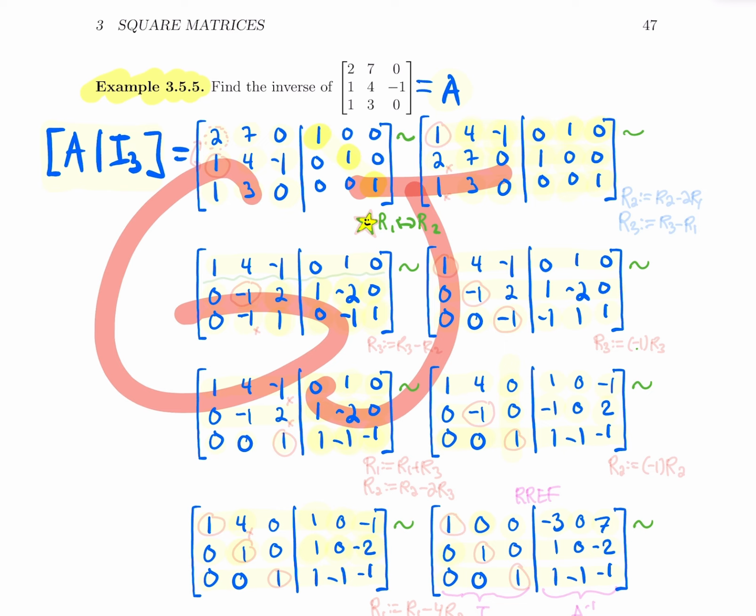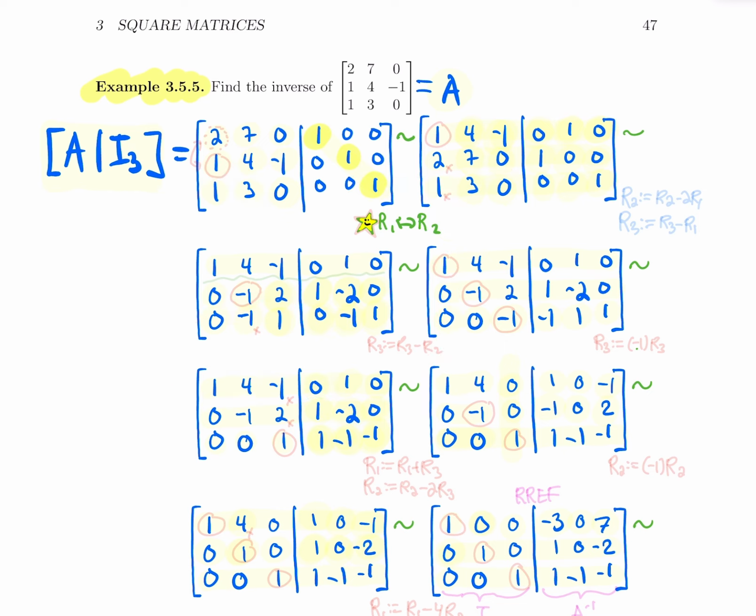Okay, so next example, let's find the inverse of the matrix with rows 2, 7, 0; 1, 4, minus 1; and 1, 3, 0. I will call that matrix A. So I'm constructing first my super augmented matrix, A augmented by I3. So I write A, 2, 7, 0, 1, 4, minus 1, 1, 3, 0, super augmented by the identity matrix, a matrix filled with zeros, except on the diagonal, where I have 1.